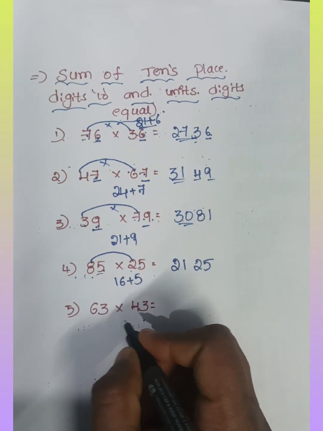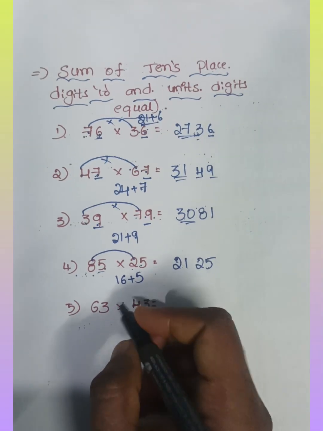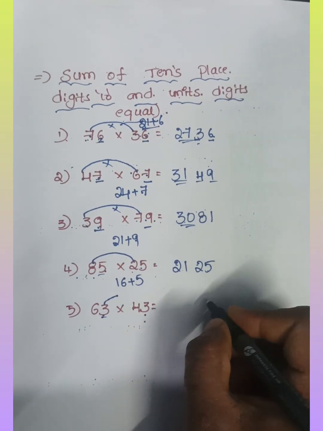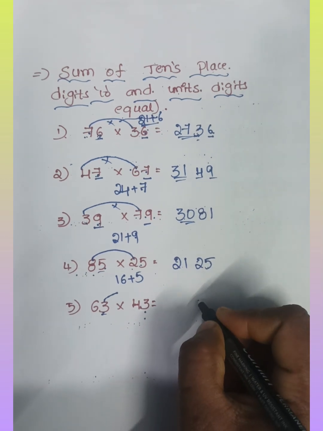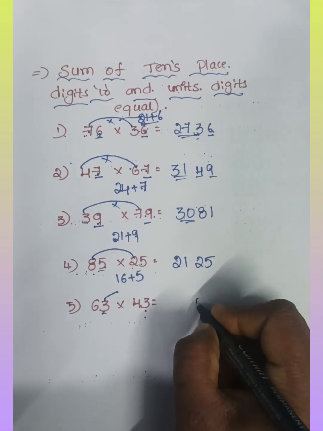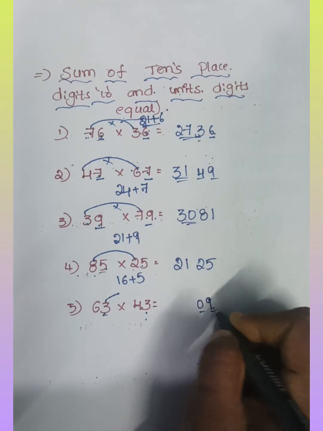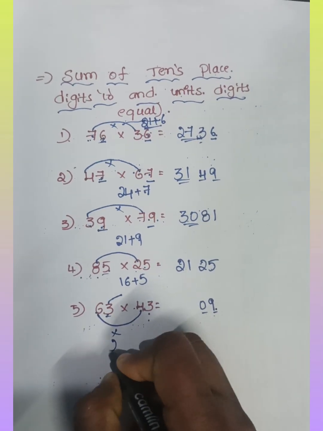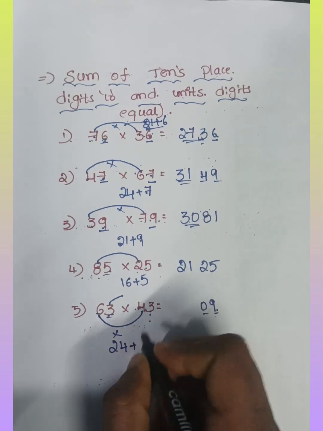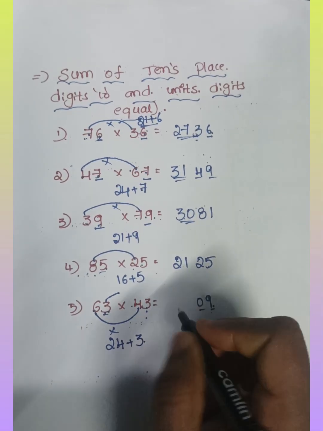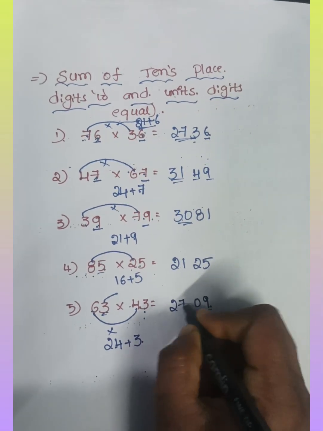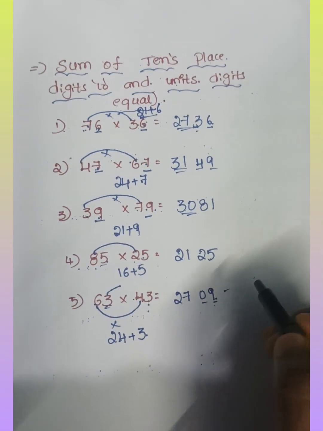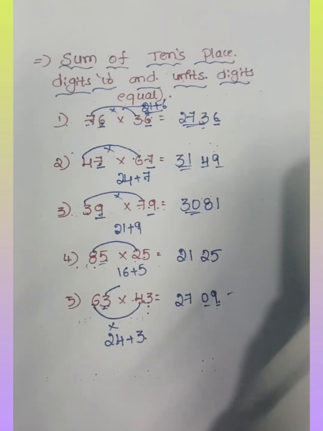Next, the last problem. What is the first step? The first step is to multiply the last two digit numbers. 3 threes are 9. But here you take it as a two digit number, that's why we write 09. Next, multiply the tens place numbers. 6 fours are 24. You can add this to the ones place number. 24 plus 3 is nothing but 27. So the answer we will say is 2709. This is the simple technique.